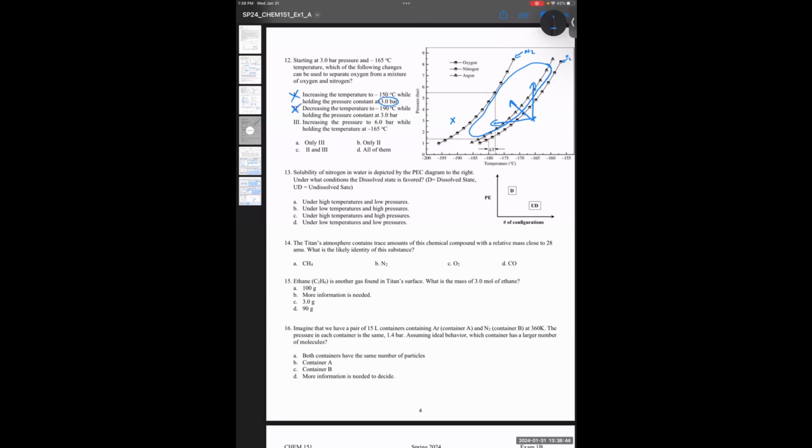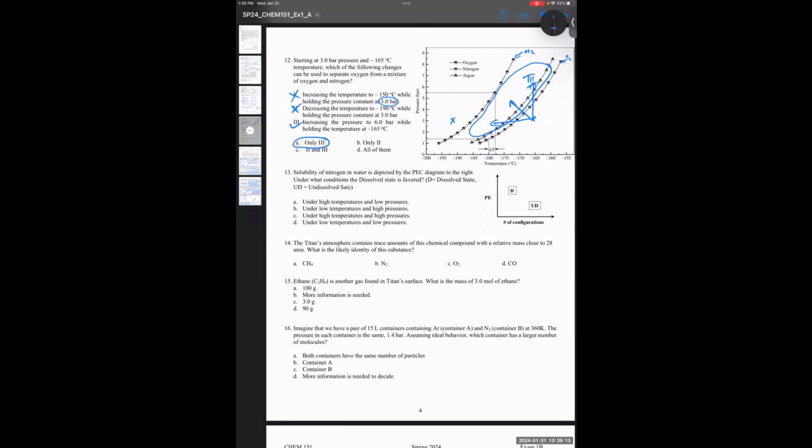And then increasing the pressure to 6 bar, while holding the temperature constant. So it is like this. It is like this one over here. So you will be in this region like that. So that will put oxygen in the liquid phase and nitrogen will be in the gas phase. So therefore that will achieve the separation. So only 3 is correct, and that should be option A.